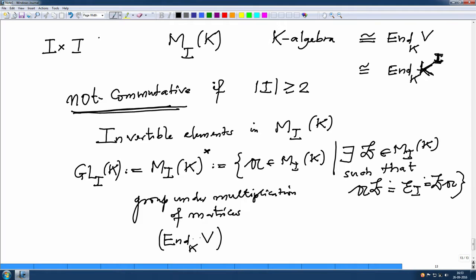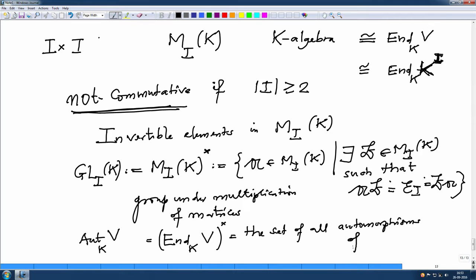We could have done this, and remember a notation for the corresponding End_K(V). The linear operators on V which are invertible, they are called automorphisms. So, they are Aut_K(V). This is the set of all automorphisms of V, and they will correspond to each other.